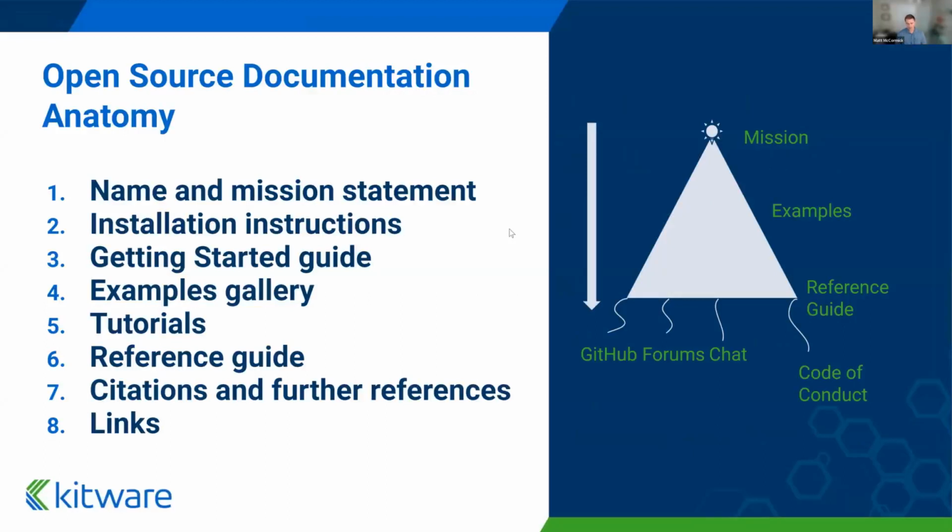Here is a categorization of the different pieces of the open source anatomy, starting from the high-level mission down to the specifics that we're going to discuss. The first is the name and the mission statement of the project. Next, installation instructions, then a getting started guide. From there, an examples gallery, then tutorials and a reference guide, citations and further references, and finally links to related information. Next slide, please.